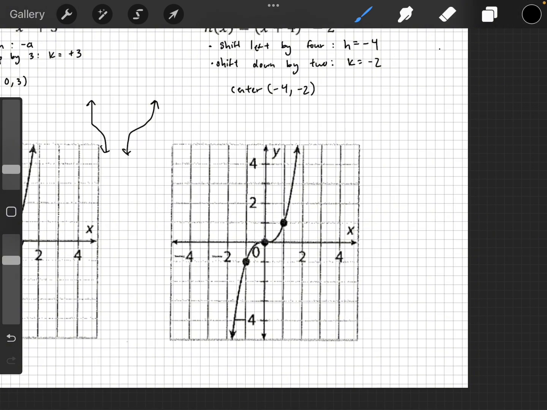So let's plot that. -4, -2. Right about there. There's no reflection or stretch, so the shape of this function looks generally similar to the original, only shifted down and to the left.